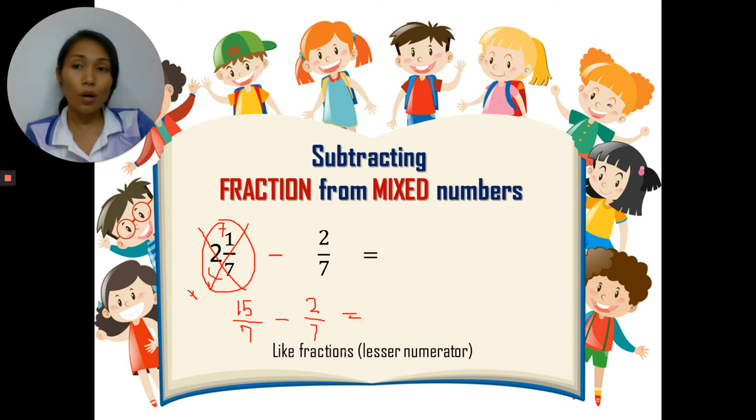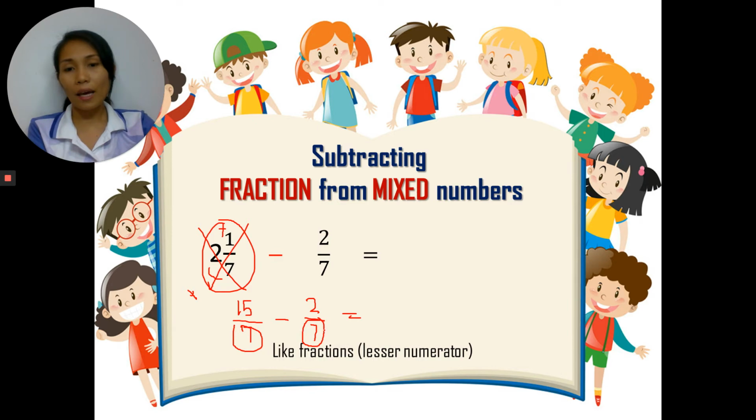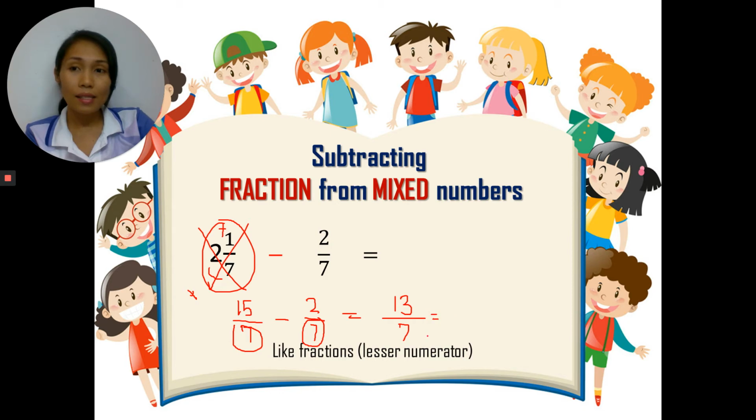Now it will be easier for us to subtract because there are no whole numbers and we have fractions here. So for the denominator, just copy the 7, and then 15 minus 2 is 13. Right? Now that we got 13 over 7, or 13 sevenths, that is improper. We cannot stop there as our answer. We need to convert it again into a mixed number. How many sevens are there in 13? Or 13 divided by 7.